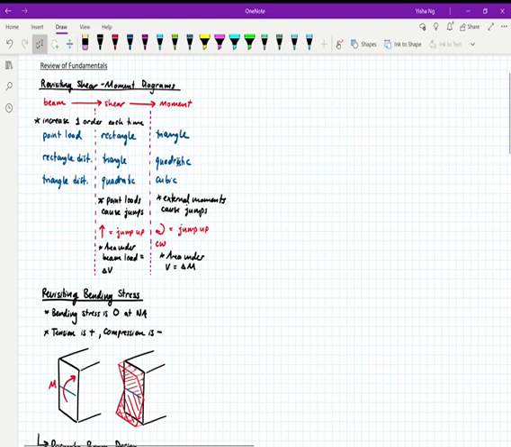For a moment, again, external moments cause jumps. Remember that clockwise is positive, so clockwise causes a jump up in your moment diagram, and the area under your shear gives you the change in moment.